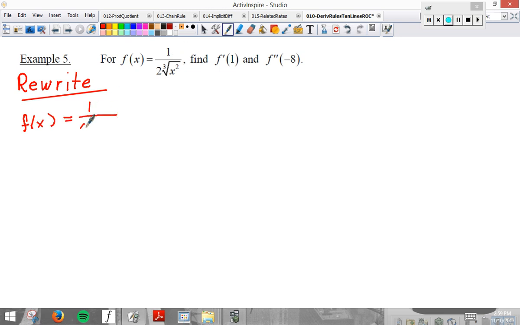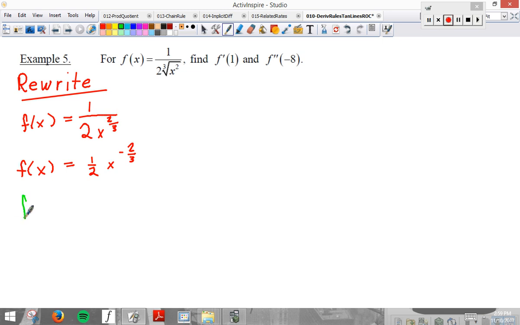1 over 2, and I'm going to combine these to make 1 power. The cube root of x squared is x to the 2/3 power. And then, of course, I do not want the x on the bottom. I do not want the power on the bottom. So this is still f of x is 1/2 times x to the negative 2/3 power.